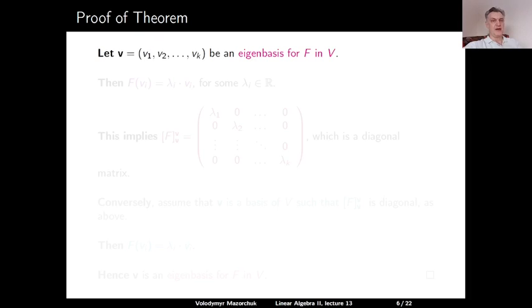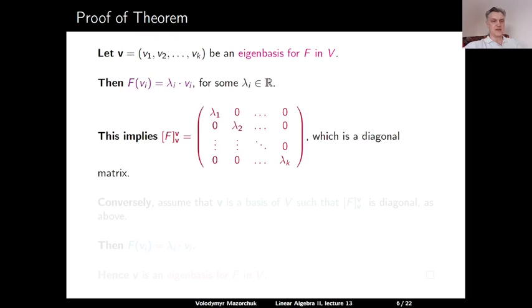Let bold V be an eigenbasis for the linear operator f on V. So assume that this bold V eigenbasis consists of the vectors v1, v2, and so on, vk. Then, by definition, f applied to vi is equal to lambda i times vi for some lambda i, a real number. Therefore, if we write the matrix of f in the basis V, we will get the following matrix. The first column in the matrix consists of the coordinates of f of v1 in our basis bold V. So f of v1 is equal to lambda 1 times v1.